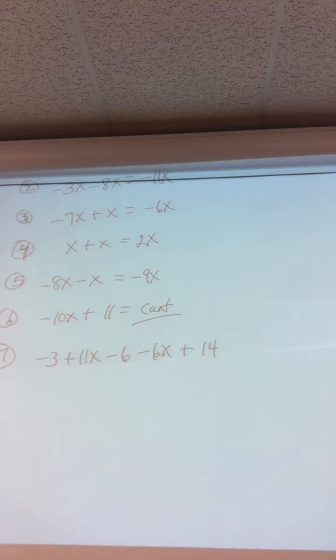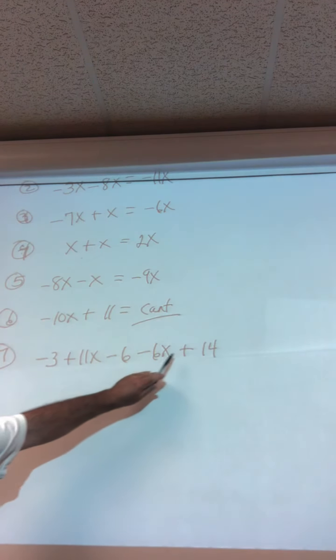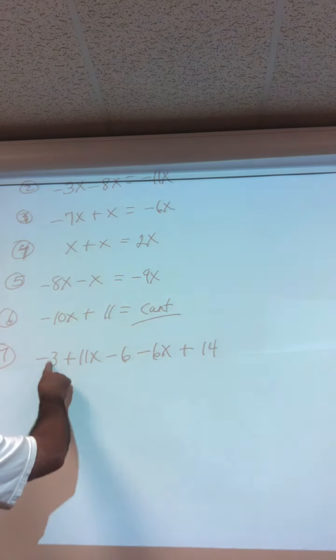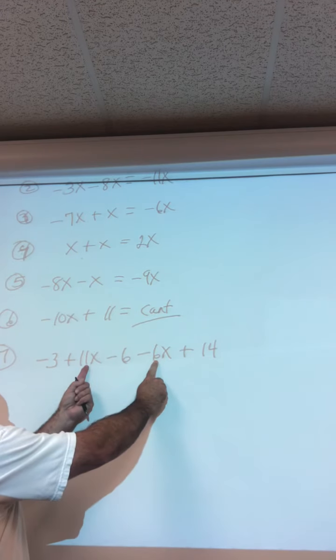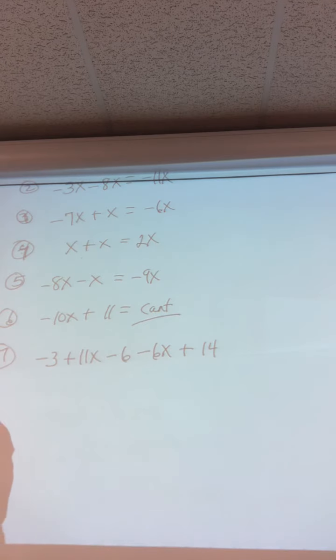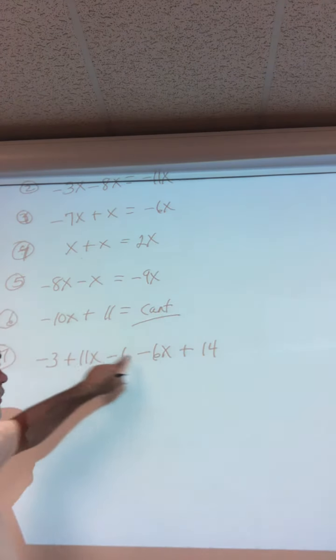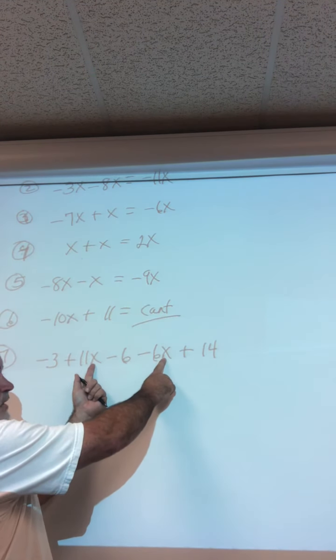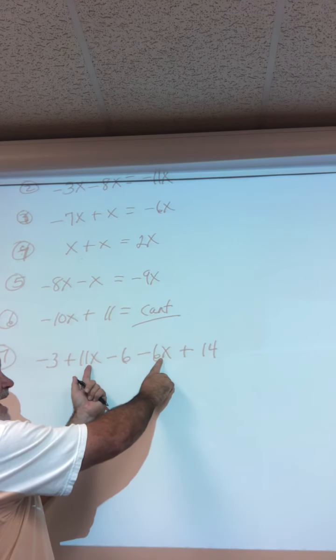All right, now, let's look at this. A string of terms. Negative 3 plus 11x minus 6 minus 6x plus 14. Notice in every one of these, number term, number term, number term. But this is a variable term and this is a variable term. So I have 5 terms here, 2 variable terms, 3 number terms. A number term, another word for that is called constants. So we have 2 variable terms and 3 constants. Notice these 2 variable terms are like terms. They're both x's. So I can combine these.